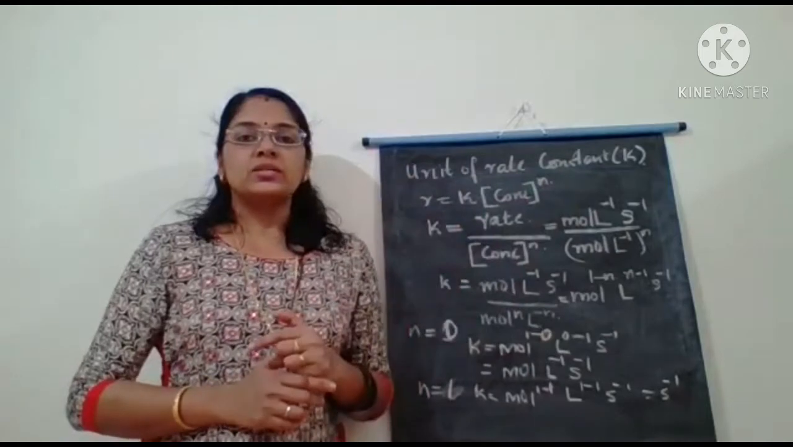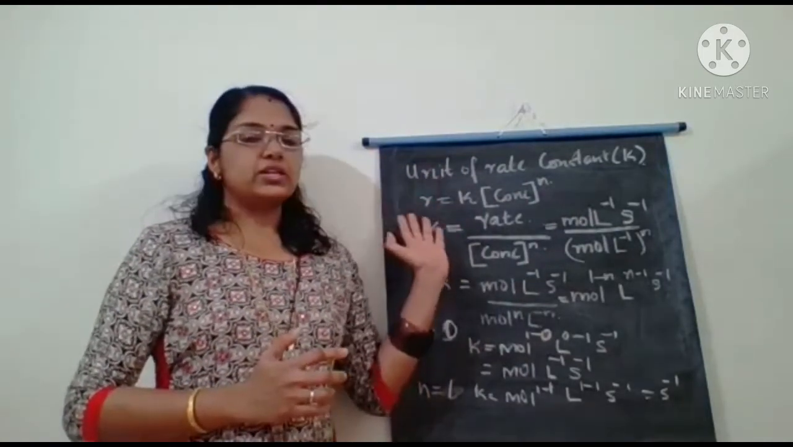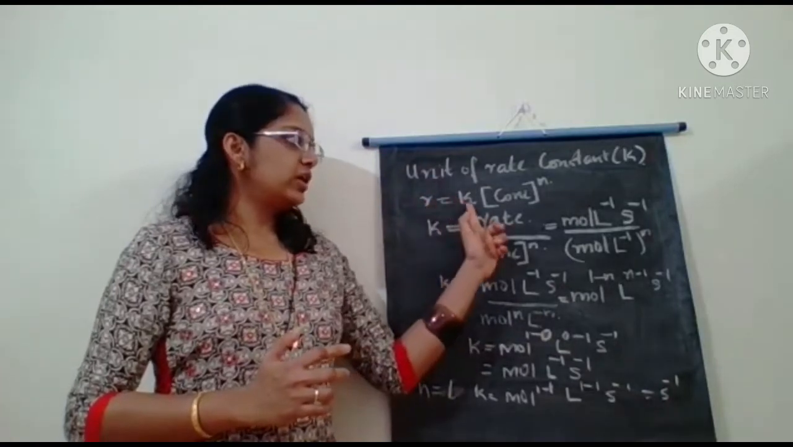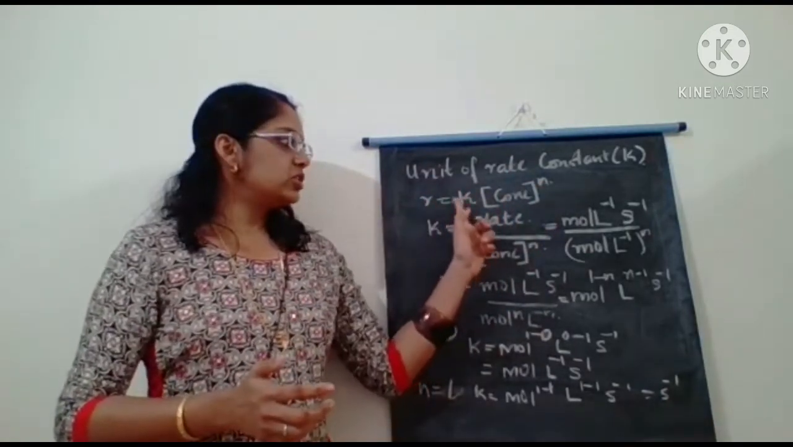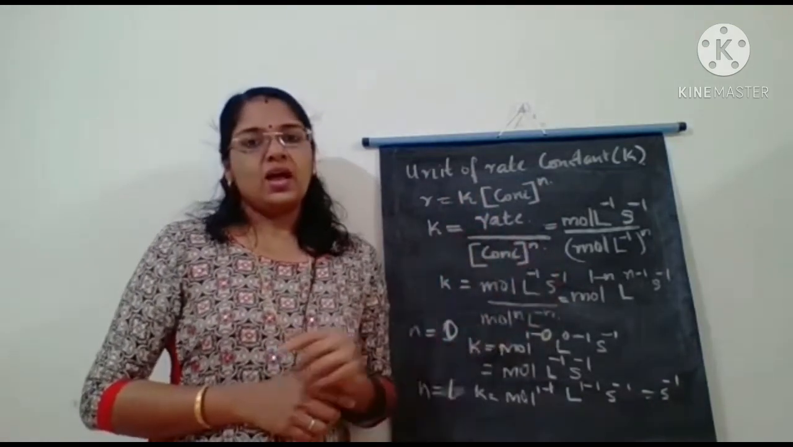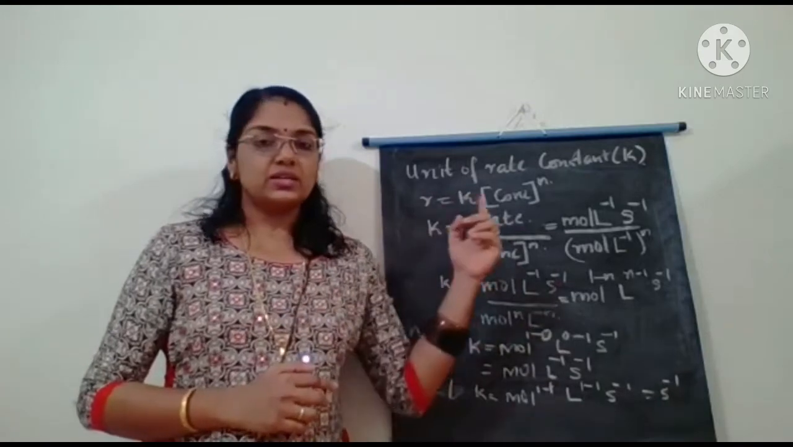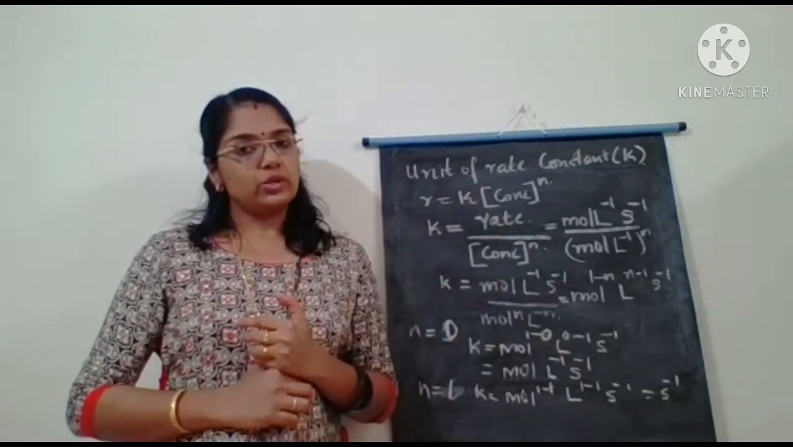Next we can discuss how to find the unit of a rate constant or specific reaction rate, that is K. Generally, for an n-order reaction, we can express the rate equation as R is equal to K into concentration raised to n. So from that equation, K is equal to rate divided by concentration raised to n. And we have already discussed that rate can be defined as the change in concentration per unit time.